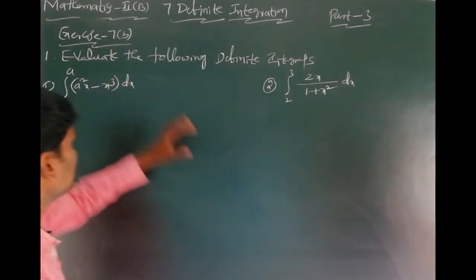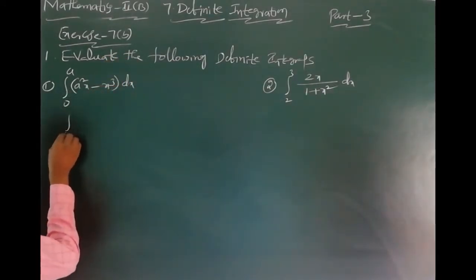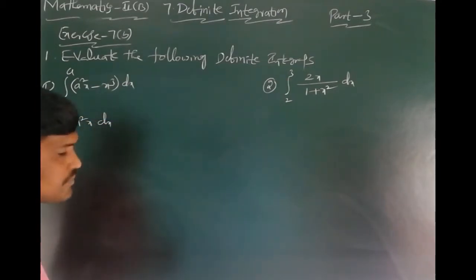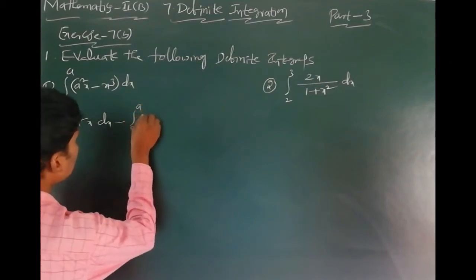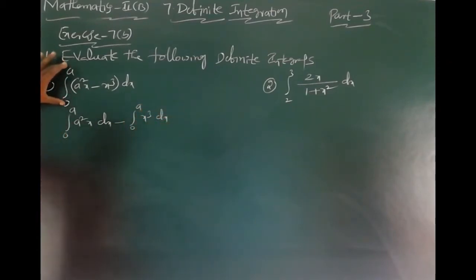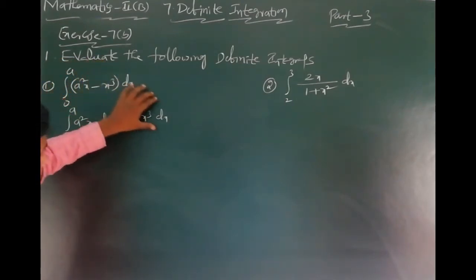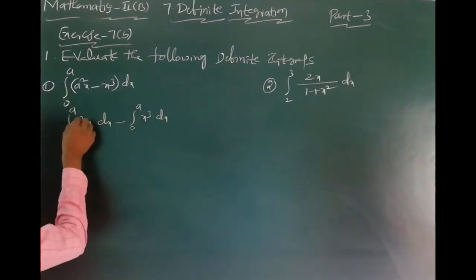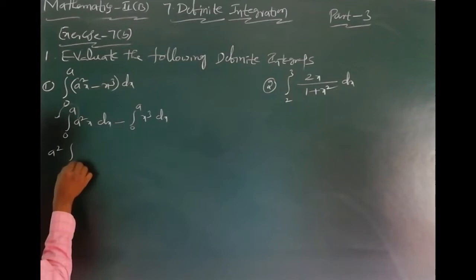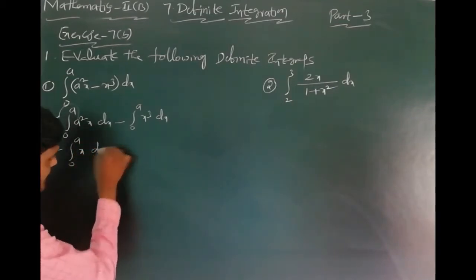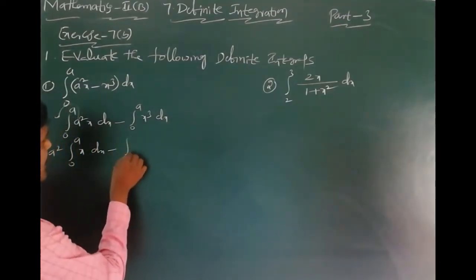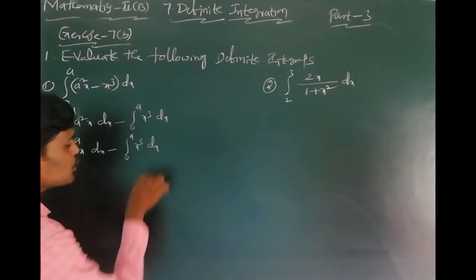First of all, in this problem, you can write integral 0 to a of square x dx, with separate limits, and here also integral 0 to a of x cube dx. The first term you can write as one integration, and the second term as a separate integration. After that, a square is common: integral 0 to a of x dx minus integral 0 to a of x cube dx.